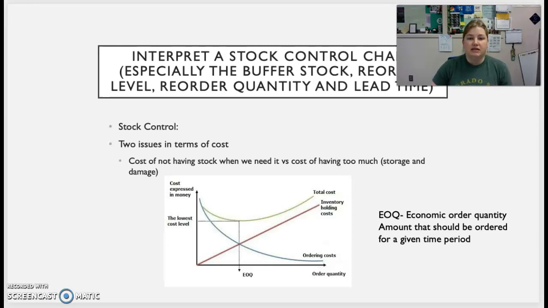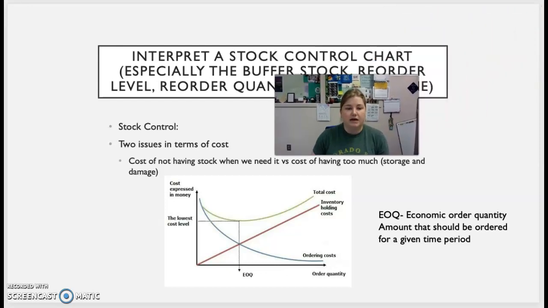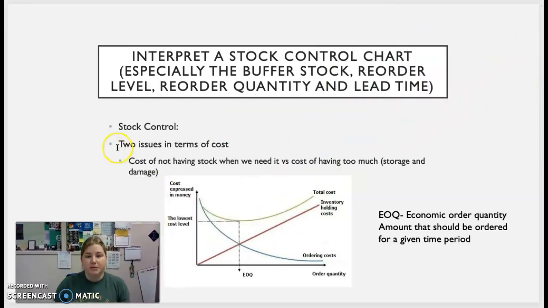So taking a look at the stock control chart, especially the buffer zone, the reorder level, the reorder quantity, and lead time. Remember, stock is the same thing as inventory. There's two issues here in terms of cost: the cost of not having stock when we need it versus the cost of having too much stock in terms of storage and damage. So the EOQ is the economic order quantity. It's the amount that should be ordered for a given period of time.